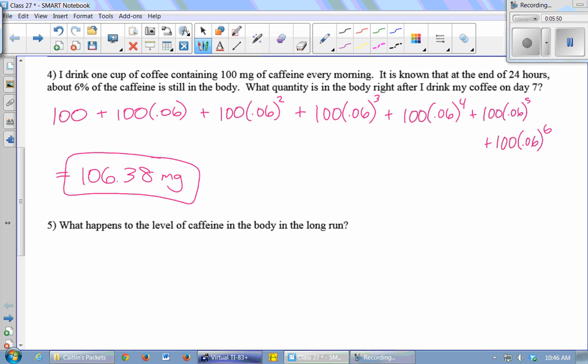Okay, what happens to the level of caffeine in your body in the long run, though? This is the concern. If you drink 1 cup of coffee every day for infinity, and your body never fully eliminates it, in theory, right? You only eliminate 94% of what's in your body each day. Are you going to OD on caffeine, right? Or does it just level out at some point? It must level out because nobody ODs by drinking 1 cup of coffee every day, right? So we think it's going to sort of stabilize. The amount in your blood is going to stabilize.